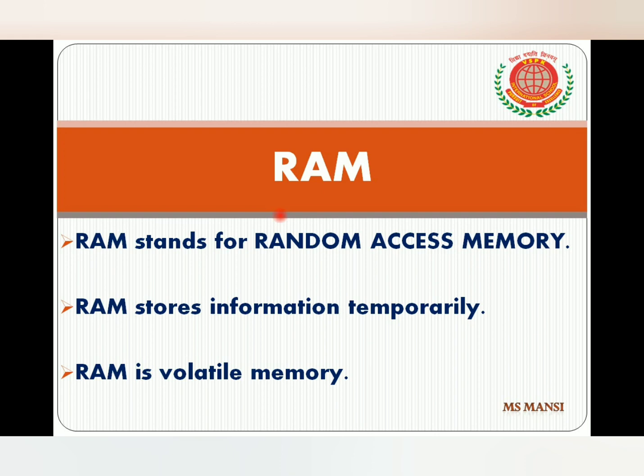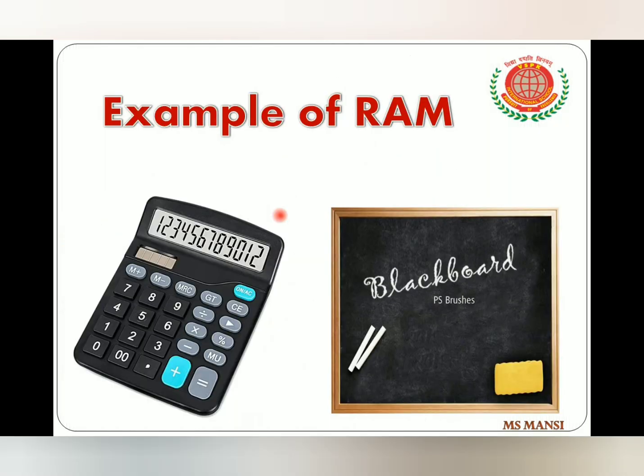RAM is volatile in nature. RAM is volatile memory. Why? Because if power goes off, then all the contents in the RAM will be lost. That's why RAM is called volatile memory.